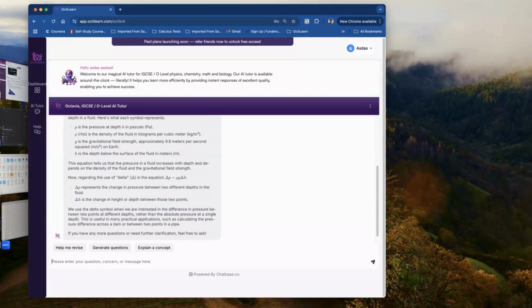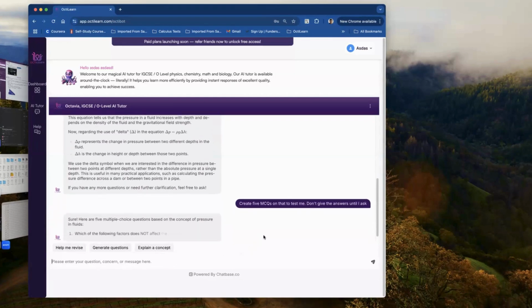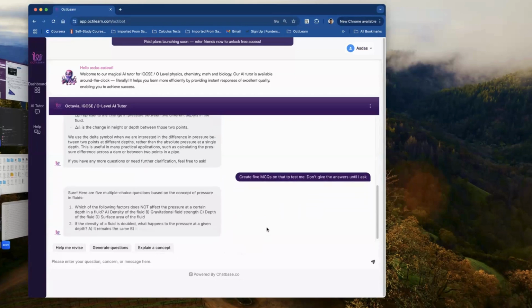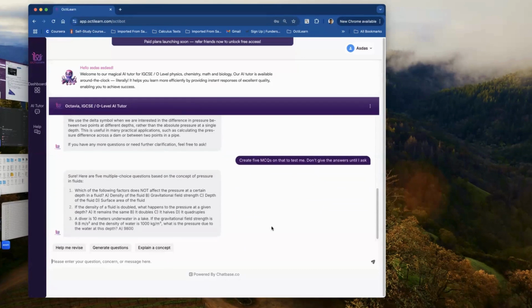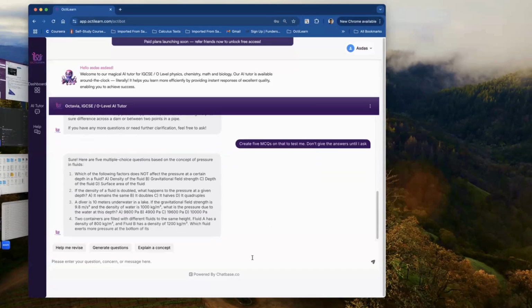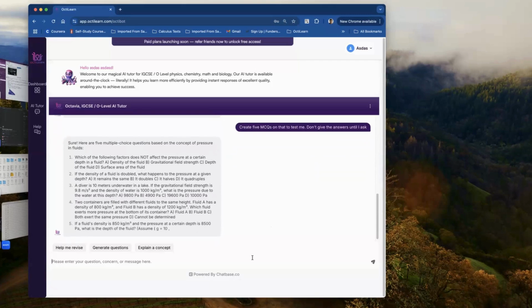And you could then say, create 5 MCQs on that to test me. And I'll say, don't give the answers until I ask. So you see that it can generate questions, you can attempt them, and it can explain. So basically, it can really help you revise a lot quicker. You can also say, help me revise pressure, or give me the key points of pressure. Or if you have misconceptions, you can get them addressed.